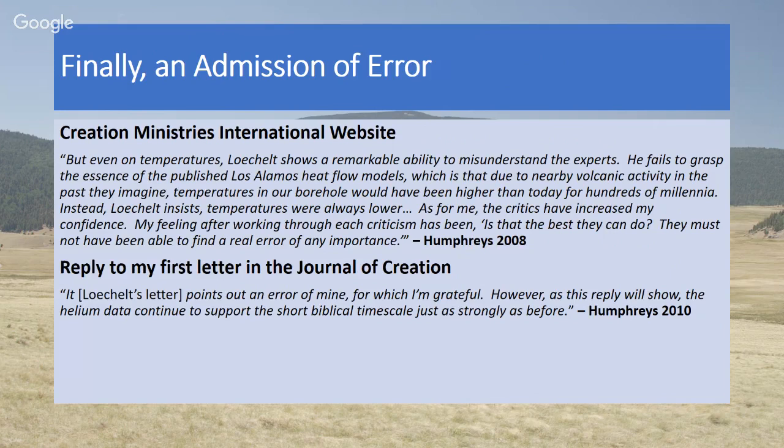But then he goes on, however, as this reply will show, the helium data continues to support the short biblical timescale just as strongly as before. So even though he did make a mistake, I guess he considers it a mistake that's not of any real importance, because he is confident that the evidence is just as strong. And so evidently reading a graph forwards or backwards and having temperatures higher or lower is not of any real importance, even though I've shown in my model otherwise.